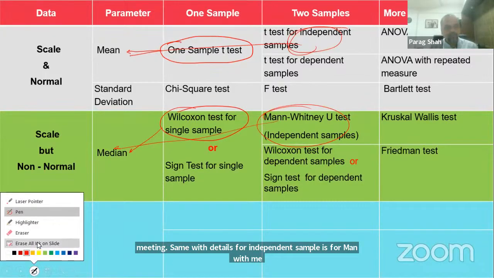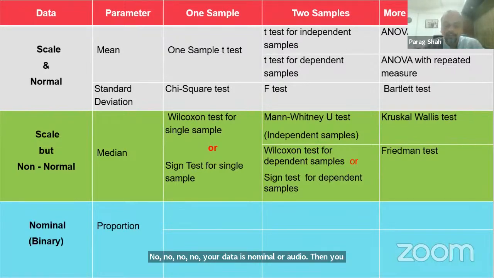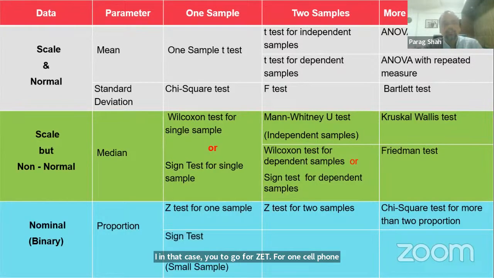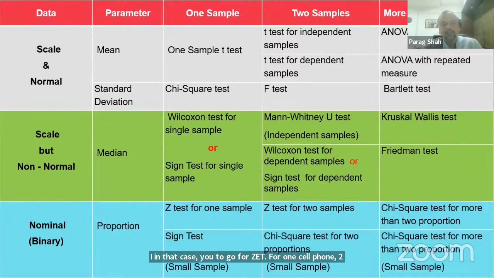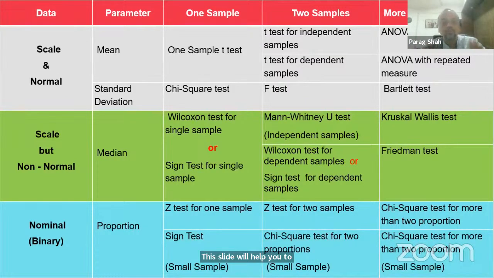Now the third case occurs: suppose your data is not scaled, it is nominal or ordinal. Then you have to go for proportion. And in that case, you have to go for Z-test for one sample, two samples, and chi-square test for more than two proportions. If it is a small sample, then sign test, chi-square test. This slide will help you to decide when to use which type. This becomes a ready reckoner for you.